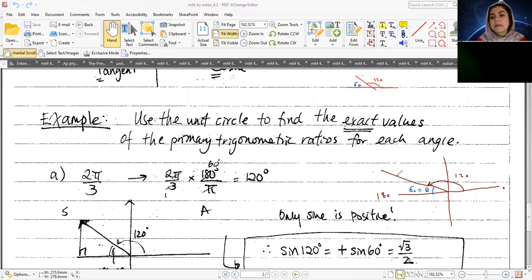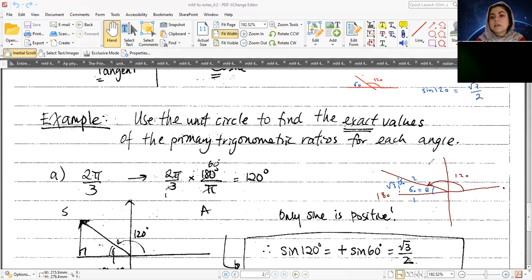Now I need to make a right angle triangle with that. Since this is 60, here is 30. Everyone needs to know the special triangle: this side is square root of 3, this side is 1, and here is 2. Now I need to use the special triangle. Let's just do sine. Sine of 120 equals, sine is opposite over hypotenuse, square root of 3 over 2.